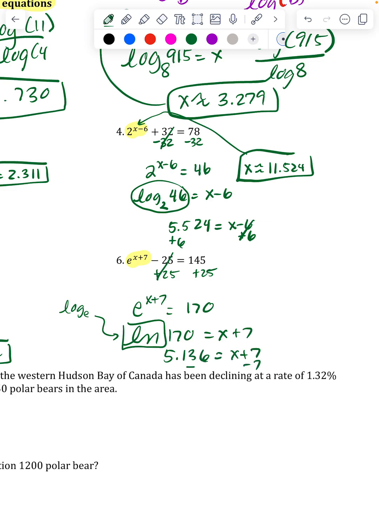And then to get it alone, you're going to need to subtract 7. So I end up with x being about negative 1.864, which is not a problem. I can have a negative power. So I could test it in my equation if I wanted to see.